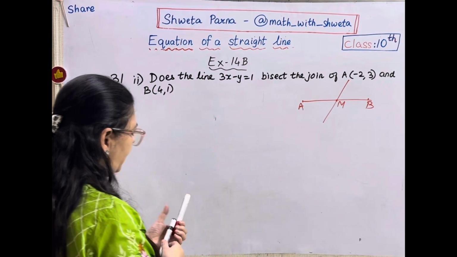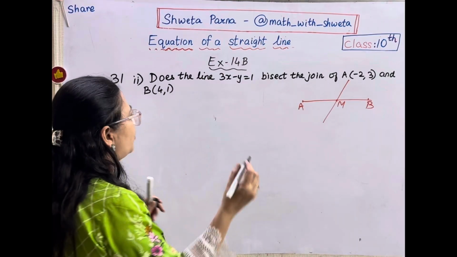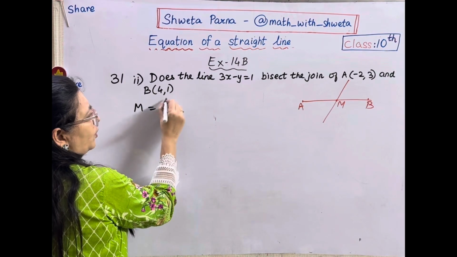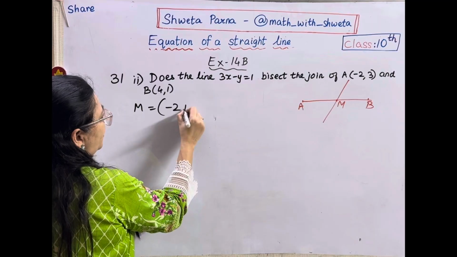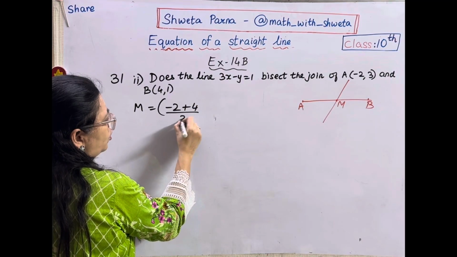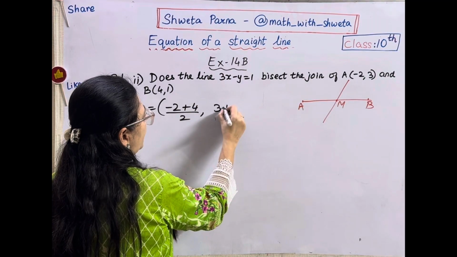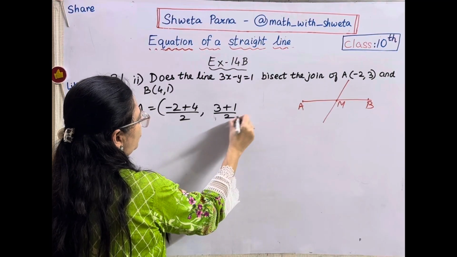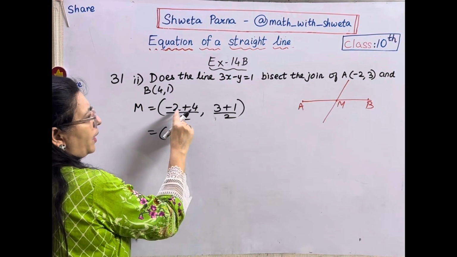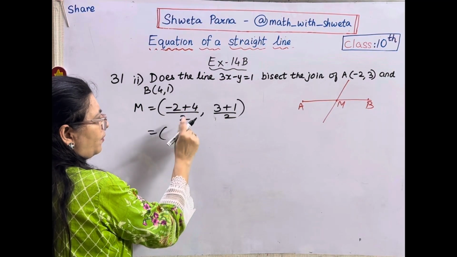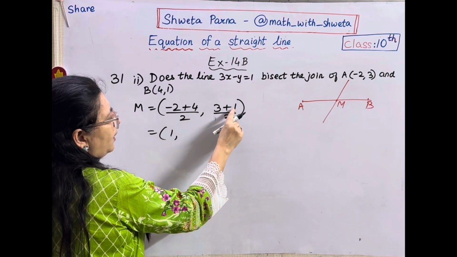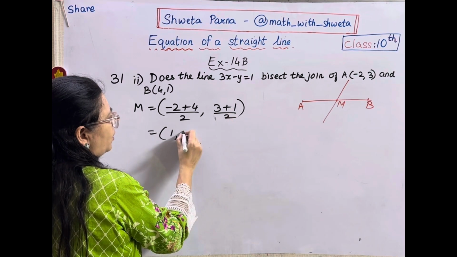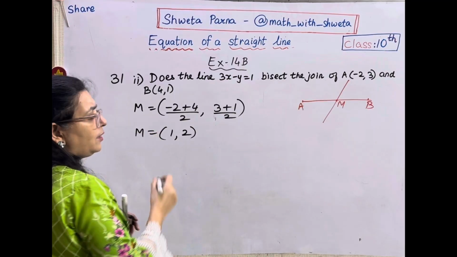So first let's find the coordinate for M using the midpoint formula. So M would be (x1 plus x2) upon 2 and (y1 plus y2) upon 2. This would be minus 2 plus 4 is 2. 2 divided by 2 is 1. 3 plus 1 is 4. 4 divided by 2 is 2. So the coordinate is this.